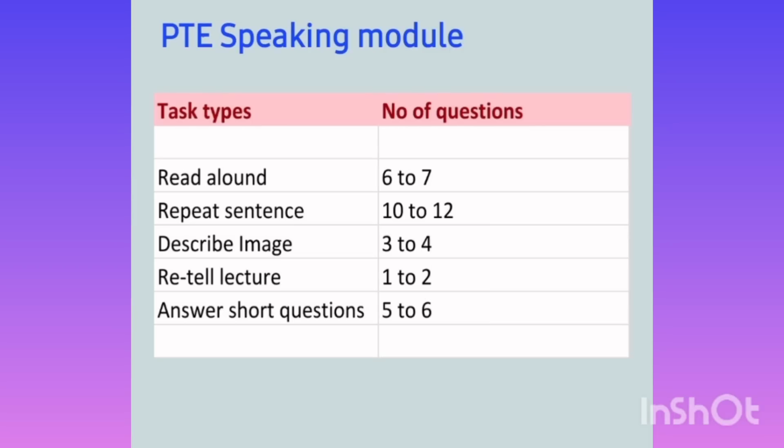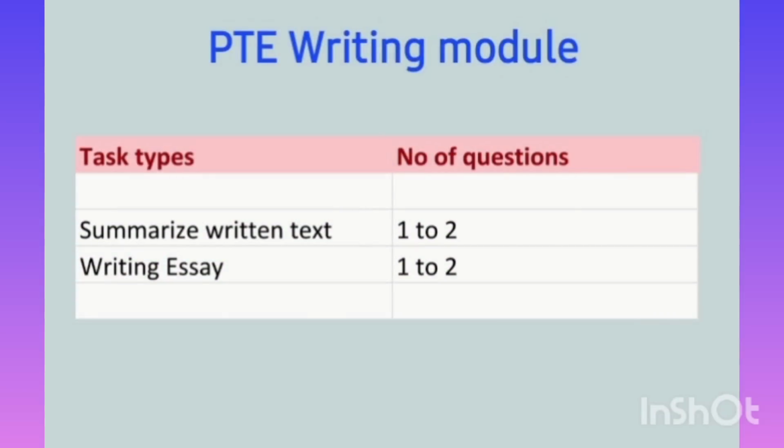In read aloud, the number of questions they are asking is 6 to 7. In repeat sentence, the number of questions is around 10 to 12. In describe image, the number of questions is 3 to 4. In retell lecture, the number of questions is 1 to 2. In answer short question, the number of questions is 5 to 6. So these are the number of questions they are asking in each task.